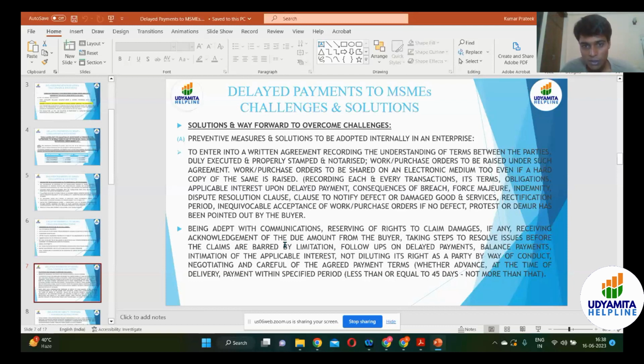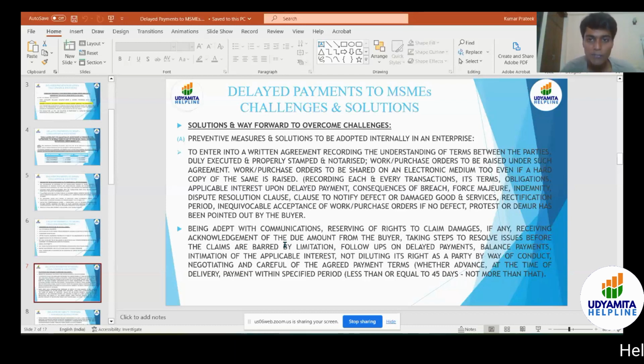And if you also have a rectification clause, then the rectification clause mandates the other party to notify you of those defects and defaults which they found in your goods and services, and they would notify you, and they would give you a specific time period so as to rectify those defaults and defects, right?